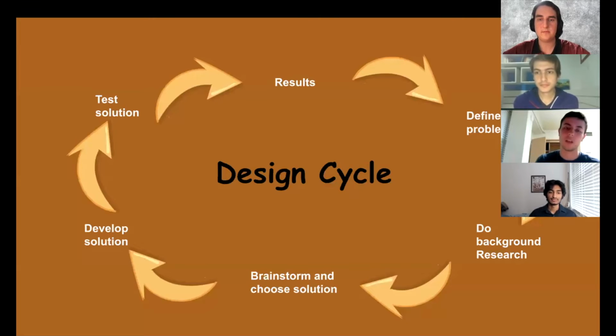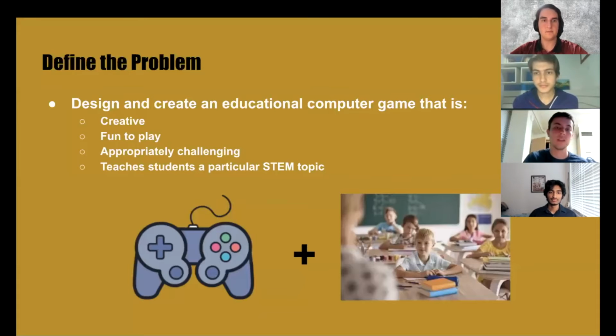To begin with, we're going to talk about the design cycle and how each of its parts relate to our project. First, we have to define the problem. Our problem was to design and create an educational computer game that is creative, fun to play, appropriately challenging, and teaches students a particular STEM topic, such as chemistry, physics, or biology.